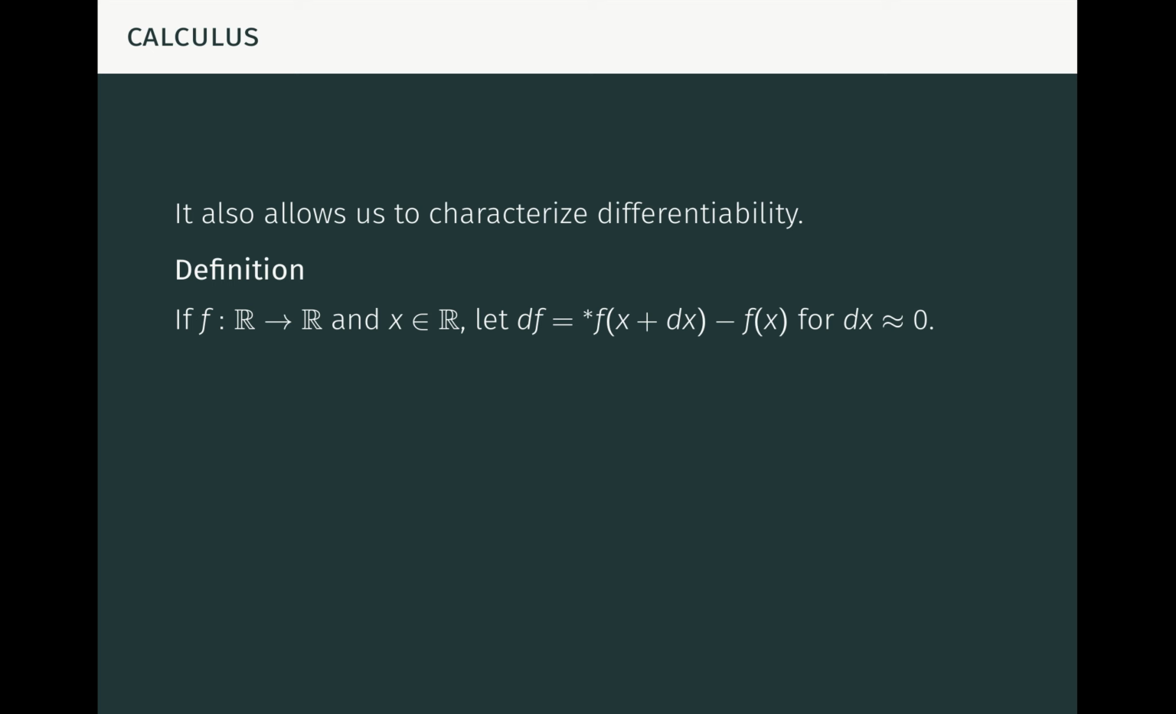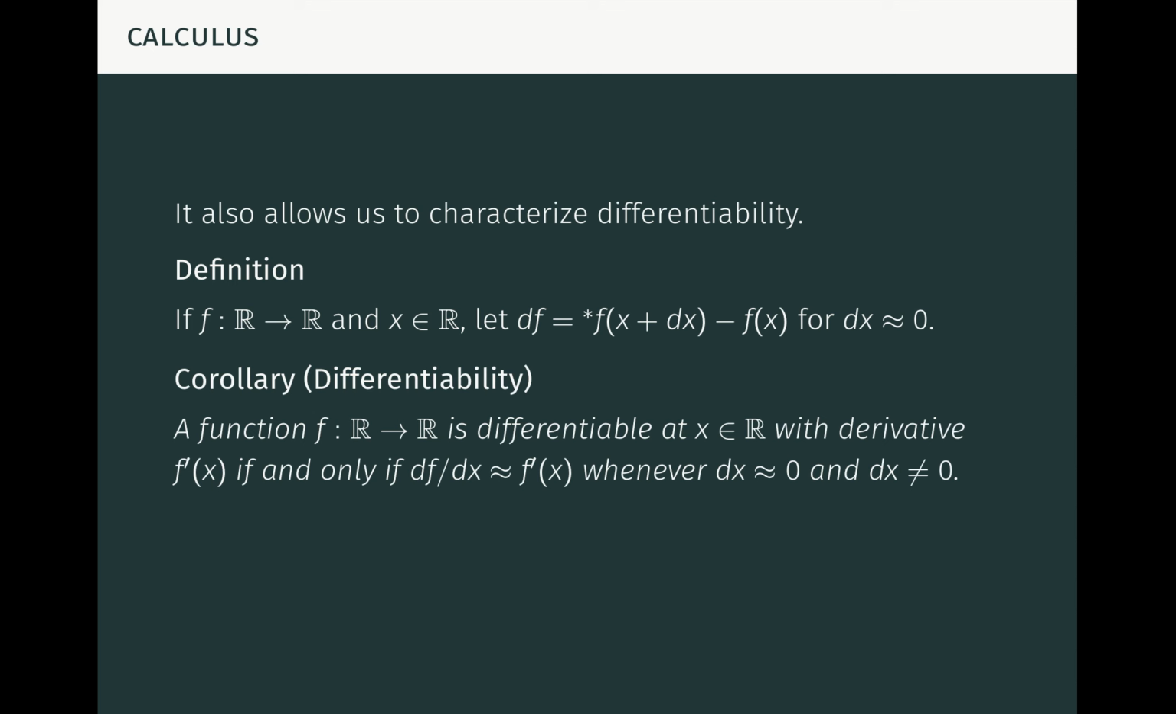Now we obtain the result that a function f on R is differentiable at a point x in R with derivative f prime of x if and only if df over dx is infinitesimally close to the value f prime of x whenever dx is infinitesimal and non-zero. Notice here that df over dx is an actual quotient of two quantities df and dx in star R. In this case, dx is not just a meaningless symbol. In other words, Leibniz has been vindicated.